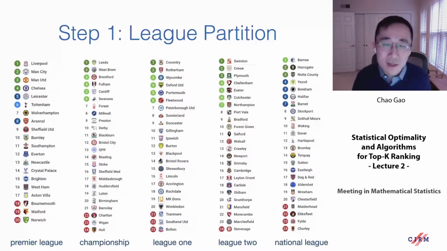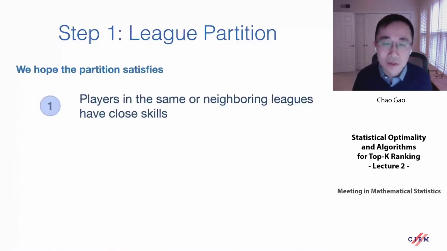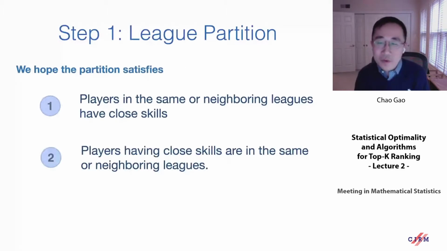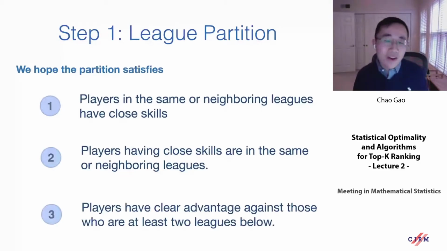Let's try to summarize the good properties. So we want the partition to satisfy, first of all, players in the same or neighboring leagues should have close skills, okay? And the second property is the opposite argument. We want players having close skills to be either in the same league or in neighboring leagues. And lastly, if players belong to two leagues that are not neighbors, it should be very clear which player is the stronger player, right? So if another player is from two leagues below, then this player should have a clear advantage, okay? So we need the algorithm to satisfy these three nice properties.